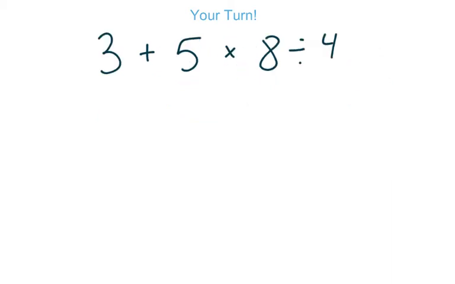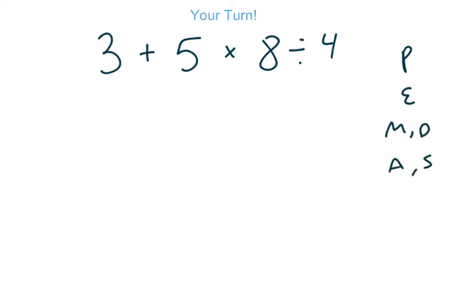So let's do this one. It's getting harder as we go. We do want to get more difficult problems because we want to try to challenge ourselves. So let's look at 3 plus 5 times 8 divided by 4. So we always write PEMDAS on the side of the page. It's important to write that to keep ourselves on track.